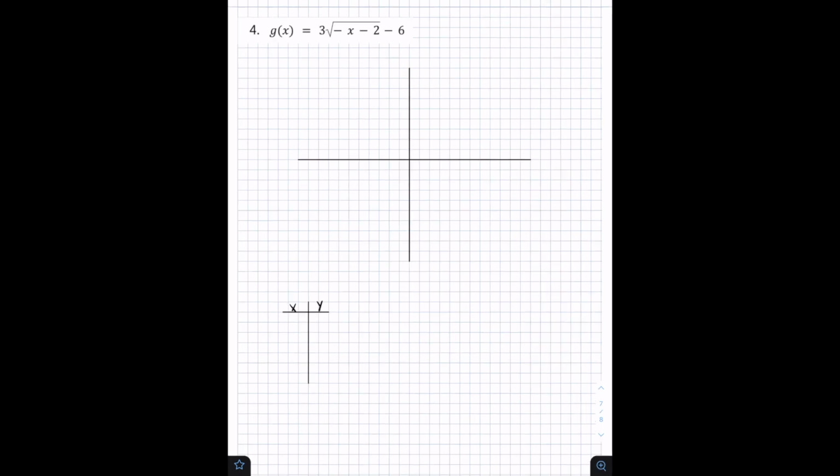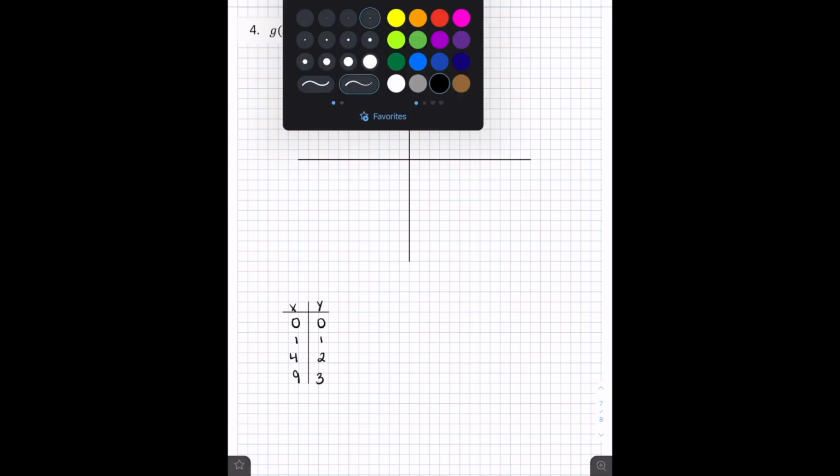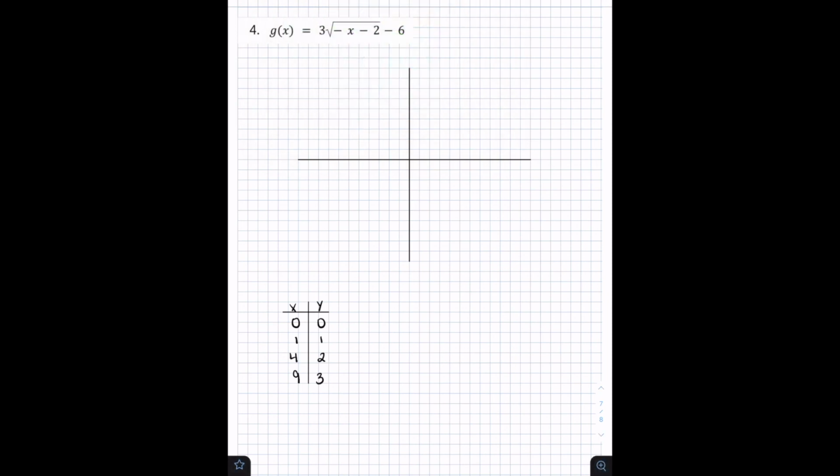And our final problem, number 4, is g of x equals 3 radical -x minus 2 minus 6. So once again, we're starting with our parent function of just radical x, and we're plugging in the points that we know. And then we want to look at our transformations. So we have every type of transformation here, basically. So this is where our order of operations is extremely important.